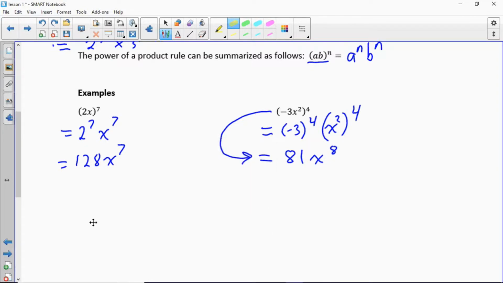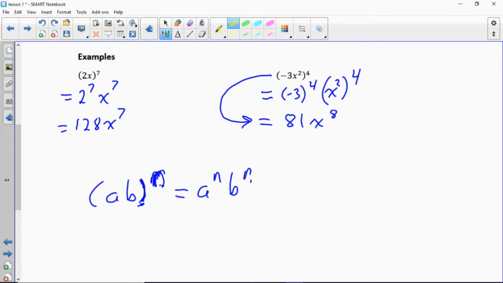Now as much as this is a rule, (ab) to the power of n is equal to a to the n, b to the n. Sorry, I'm having some trouble there. This is not a rule.